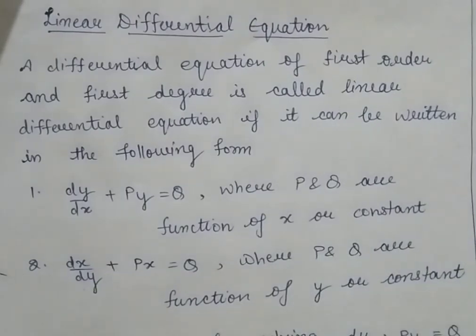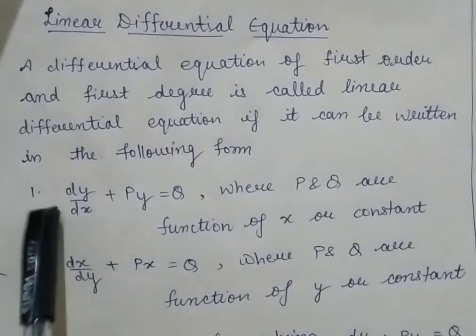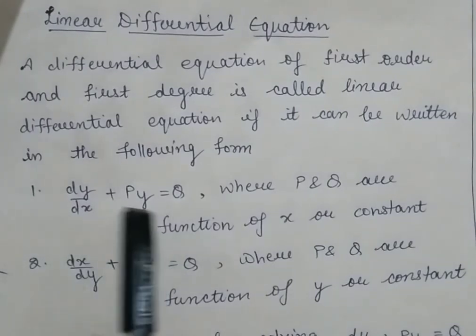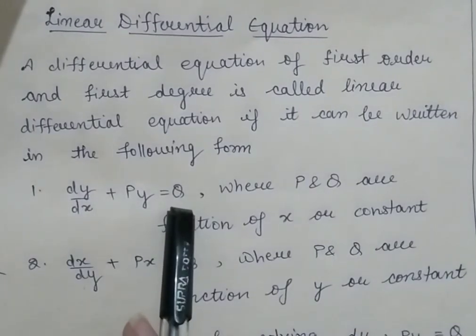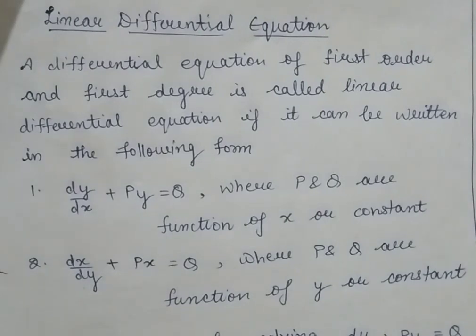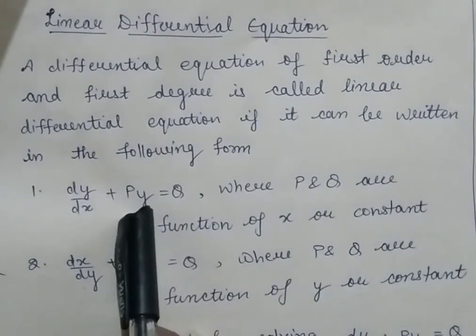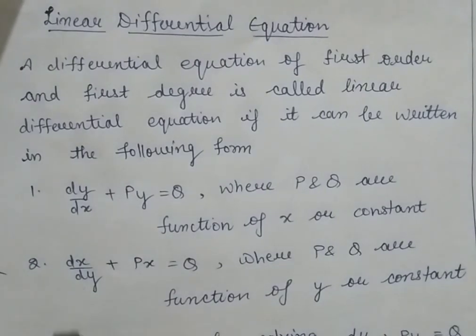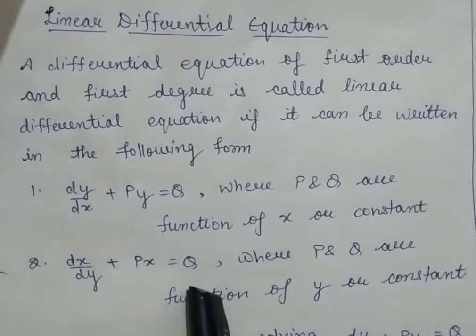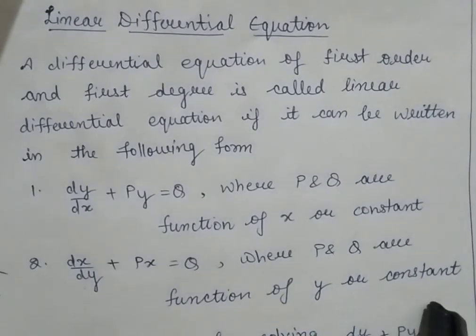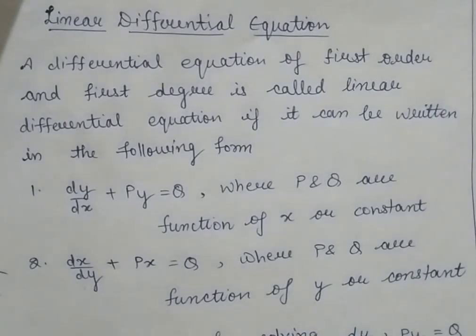Note, if we are differentiating y with respect to x, then p and q are functions of x or constant. There will be no y in p and q, and here we will have y. And if I have the form dx by dy, then p and q are functions of y or constant, and there will be no x in p and q, and here x will come.